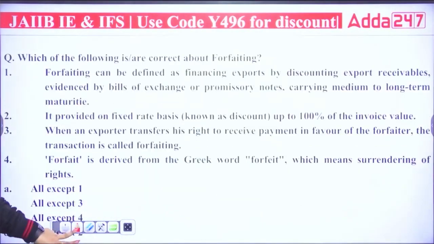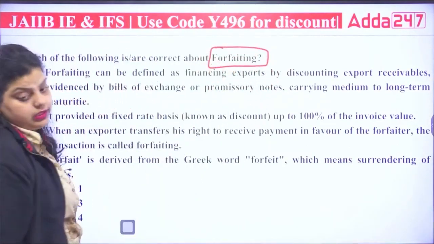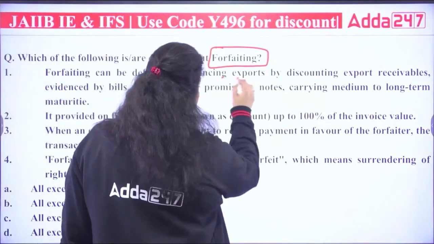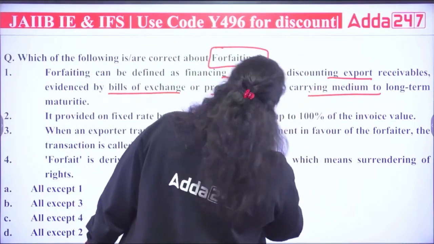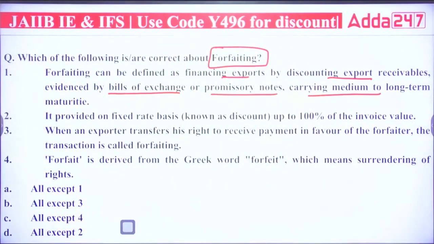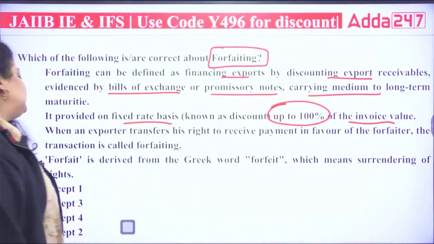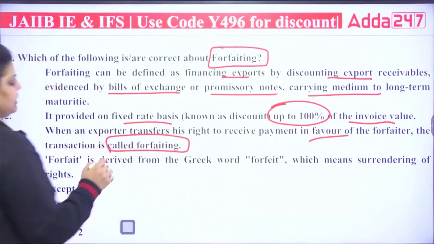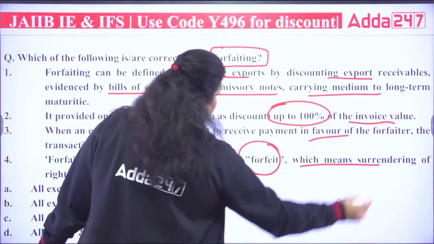Okay, next question. It is asking which of the following is correct about forfeiting. Now the next term we have is forfeiting, and you have to answer which statement is true about forfeiting. First is saying, forfeiting can be defined as financing exports by discounting export receivables, evidenced by bills of exchange or promissory notes carrying medium to long term maturity. Second is saying it is provided on a fixed rate basis, known as discount up to 100% of the invoice. Third is saying, when an exporter transfers his right to receive payment in favor of the forfeiter, the transaction is called forfeiting.